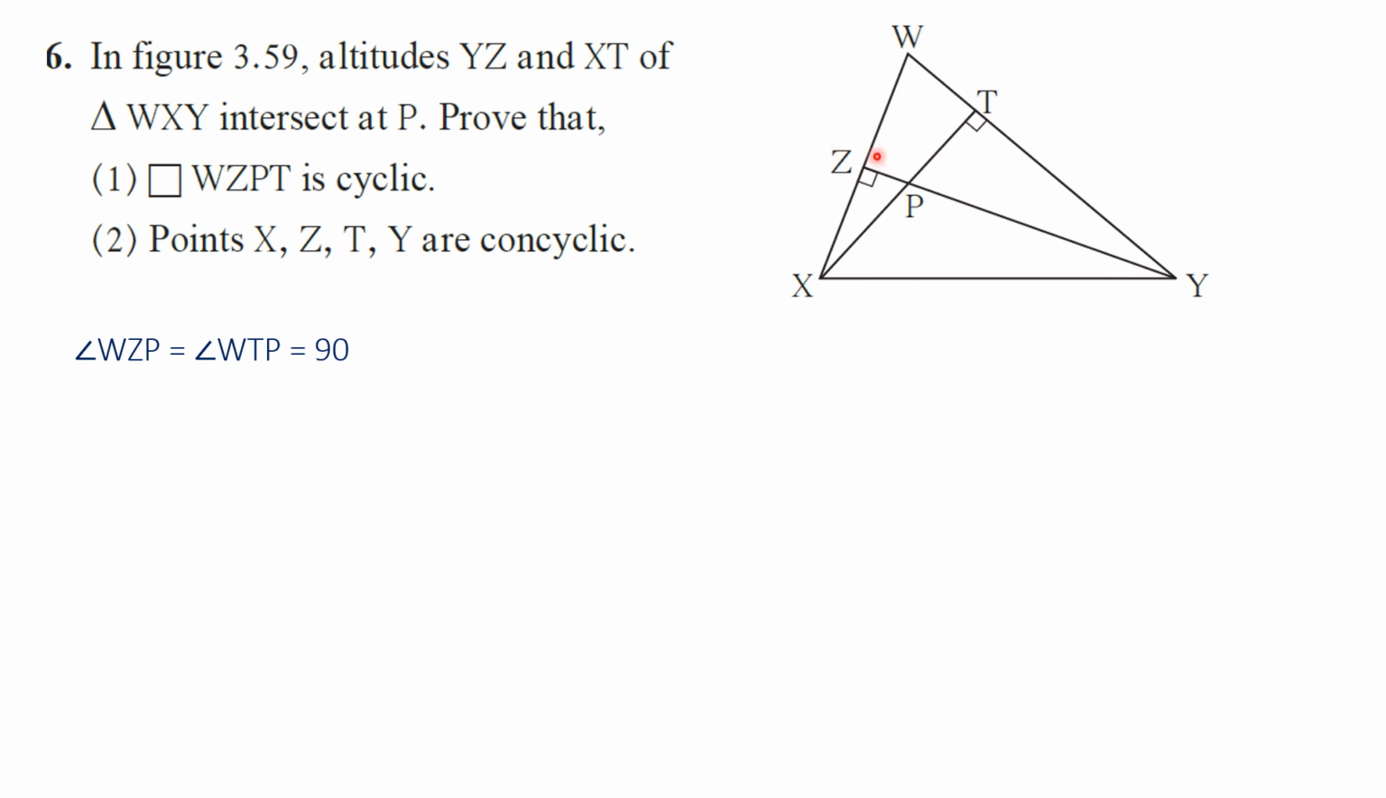Angle WZP, that is this angle, is equal to angle WTP is equal to 90 degree. Since this and this are perpendicular. Therefore, measure of angle WZP plus measure of angle WTP is equal to 90 plus 90 is equal to 180.